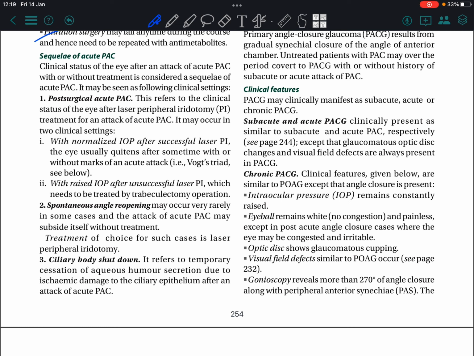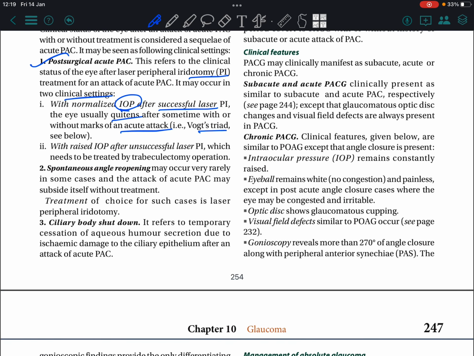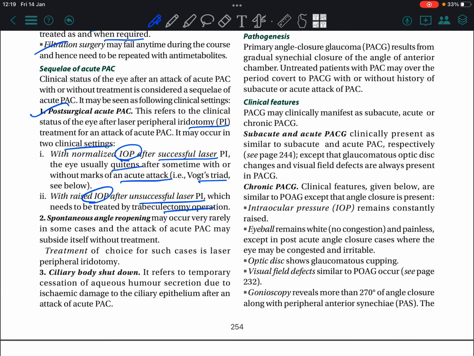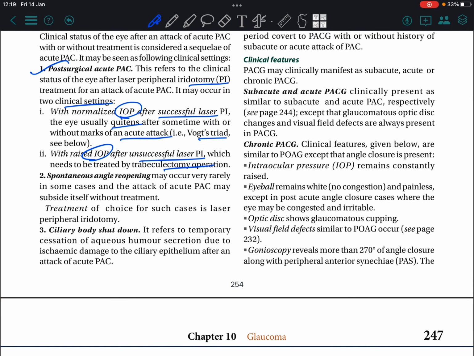Sequel of acute PAC. Post-surgical acute PAC refers to the clinical status of the eye after laser peripheral iridotomy. It may occur in two clinical settings: with normalized IOP after successful laser PI, usually quiescence after some time, without marks of an acute attack, Vogt triad, or with raised IOP after unsuccessful laser PI, which needs to be treated with trabeculectomy operation. Spontaneous angle reopening may occur very rarely in some cases, and an attack of acute PAC may subside by itself without treatment.